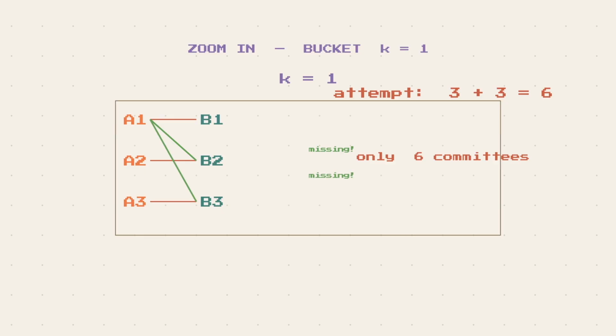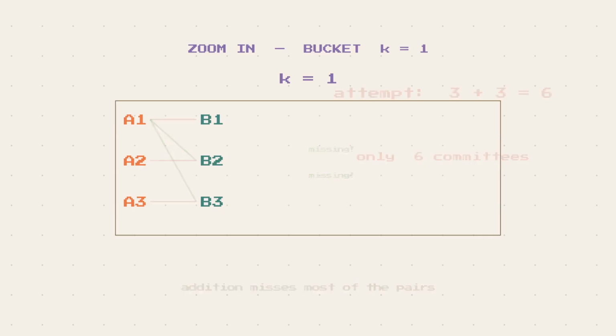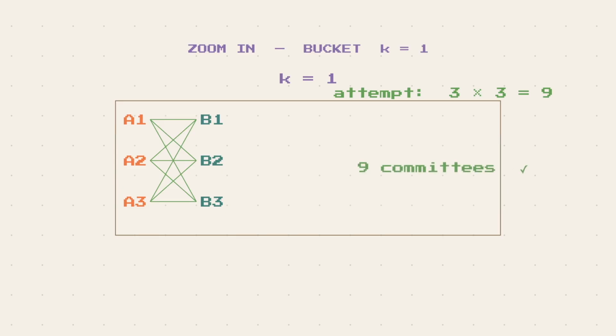So what we do is we multiply instead. Every A pairs with every single B. And that gives us 3 multiplied by 3, which is the value 9. So it is a 3 by 3 grid, 9 committees in total. Independent choices always multiply, right?